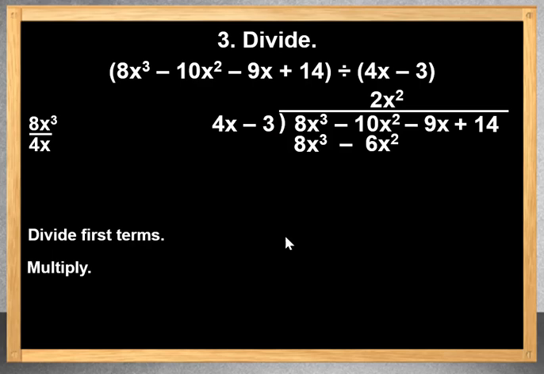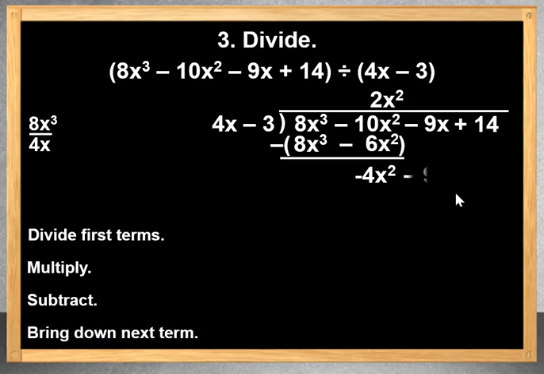Third step, we subtract down. What I'm going to do is put this in parentheses and put that minus sign in front of that parenthesis. So 8 minus 8 is 0. And then negative 10 minus minus, that makes that plus 6x. So negative 10 plus 6 is negative 4x squared. And then bring down the next term.